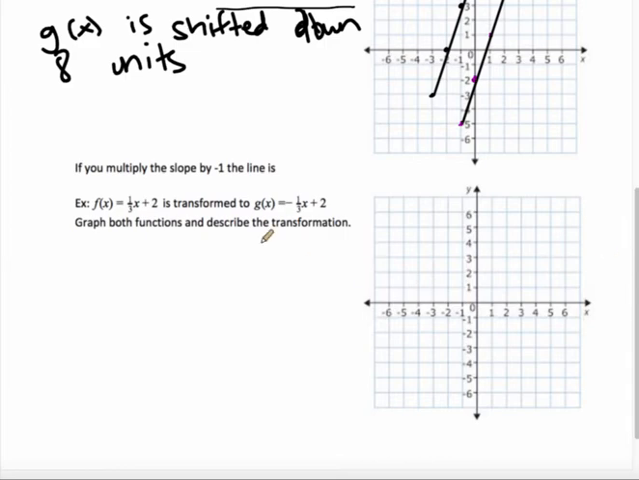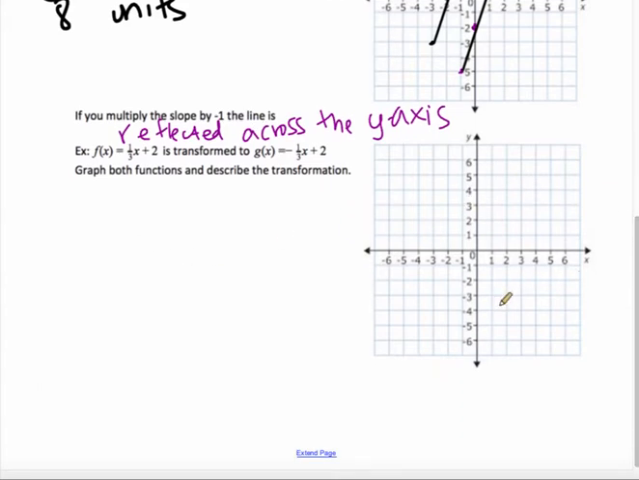All right, the next one is if you multiply the slope by negative 1, the line is reflected across the y-axis. So here we're talking about a positive slope versus a negative slope, or a negative versus a positive.